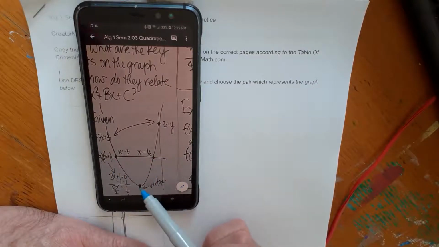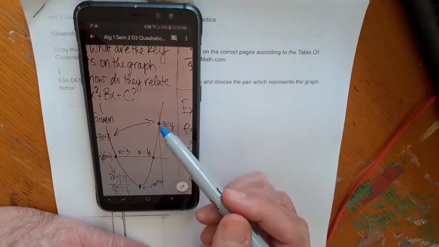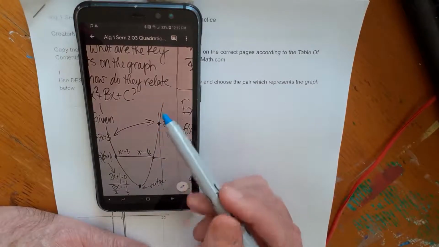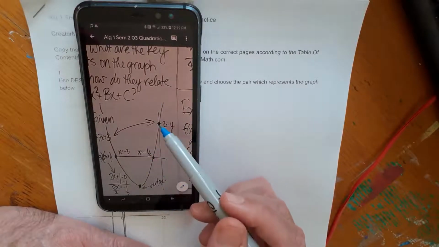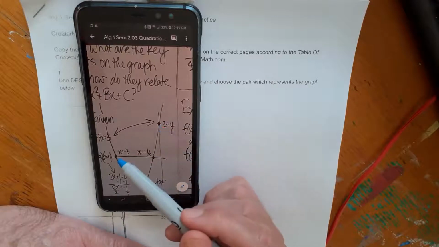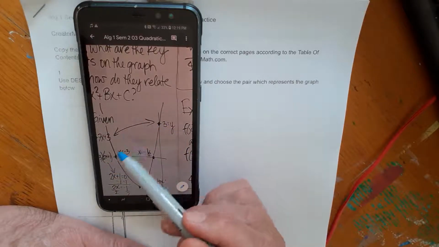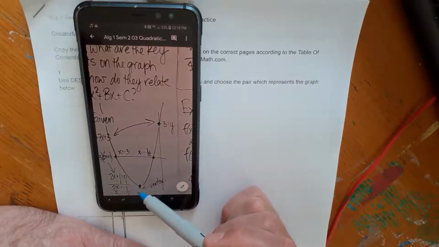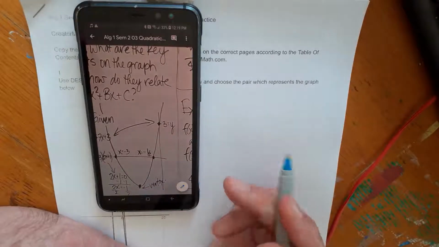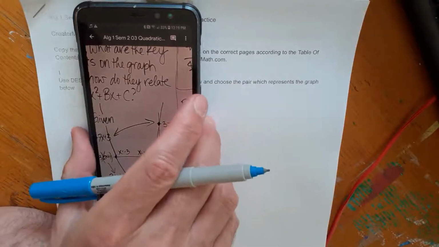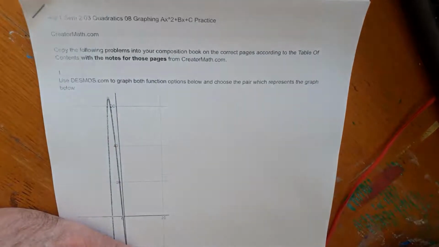You're also looking at the vertex. We're going to skip that in this lesson. We're going to focus on the y-intercept. Where does the graph cross the vertical axis, or y-axis? So we're going to look at the 1, 2, 3 critical points here. We're going to ignore the vertex for now and do that in a different lesson. A little bit easier to focus on that separately. So let's get into the first problem.